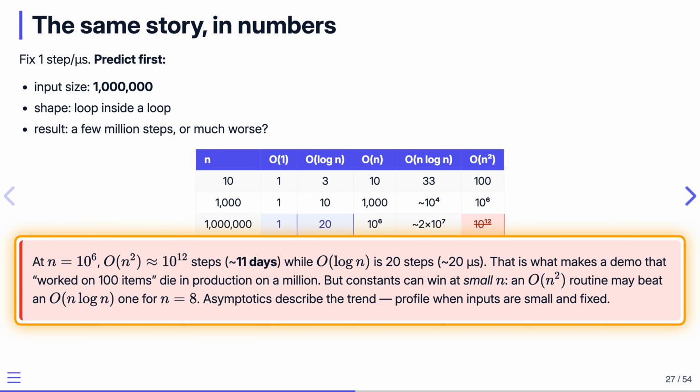One warning though, constants can win when n is small. A big O of n squared routine may beat a big O of n log n routine when n is only 8. So profile when your inputs are small and fixed.